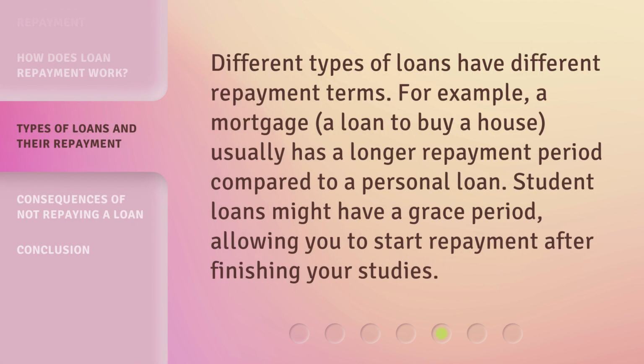Different types of loans have different repayment terms. For example, a mortgage, a loan to buy a house, usually has a longer repayment period compared to a personal loan. Student loans might have a grace period, allowing you to start repayment after finishing your studies.